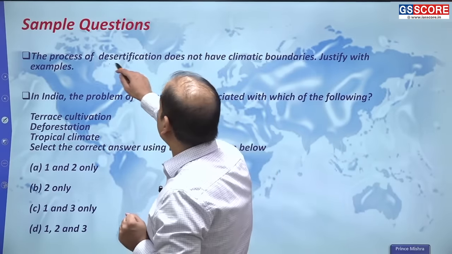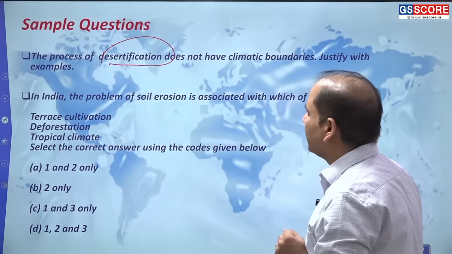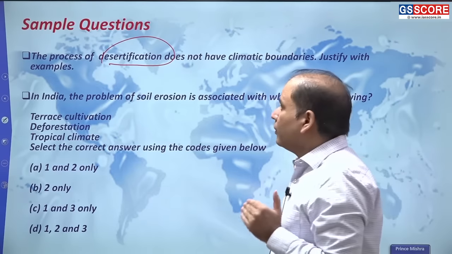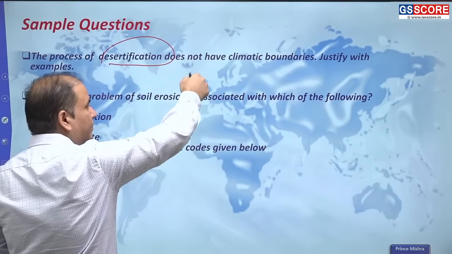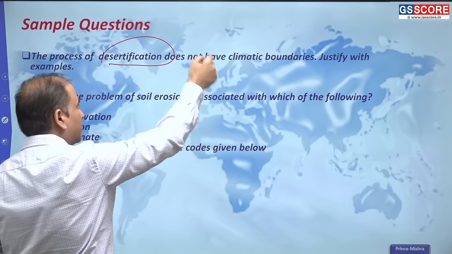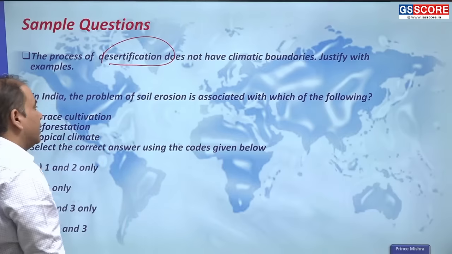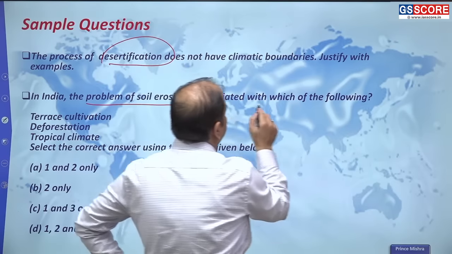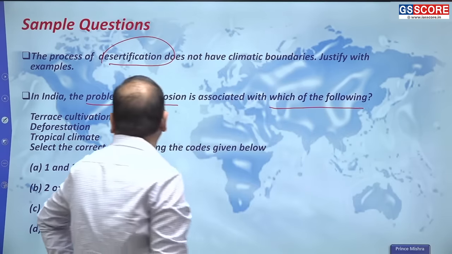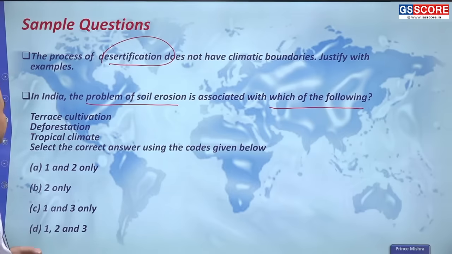Like, the process of desertification does not have climatic boundaries. Justify with examples. So you need to not only prepare the different types of soil and the static part, but also look at this problem of soil degradation. Now, one question that has been asked in the prelims: in India, the problem of soil erosion is associated with which of the following? So, in prelims also, these topics can be asked. Terrace cultivation, deforestation, tropical climate.